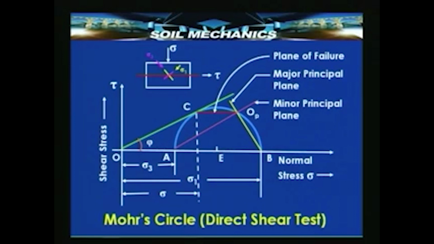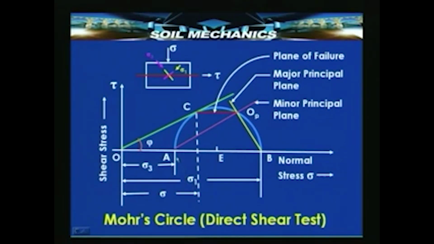Then we also saw that the results of a direct shear test can be analyzed and interpreted with the help of a Mohr circle. The principle of the Mohr circle was explained to you in great detail by me in one of the earlier lectures. So, today we will just quickly see a typical Mohr circle, particularly the way it looks for a direct shear test.